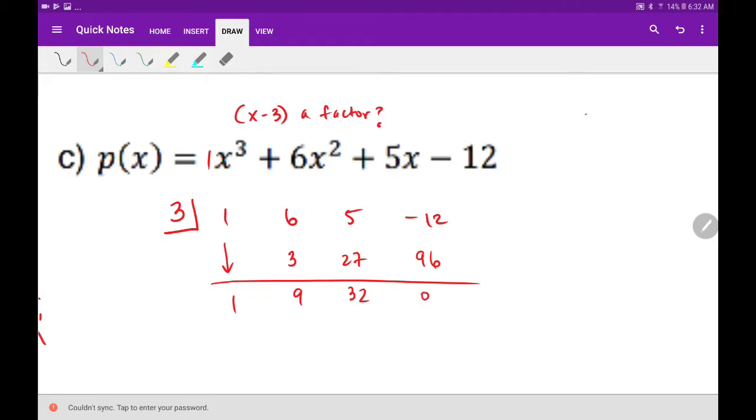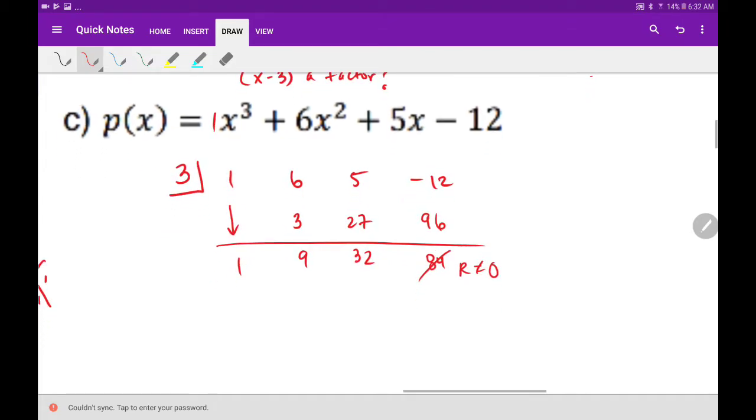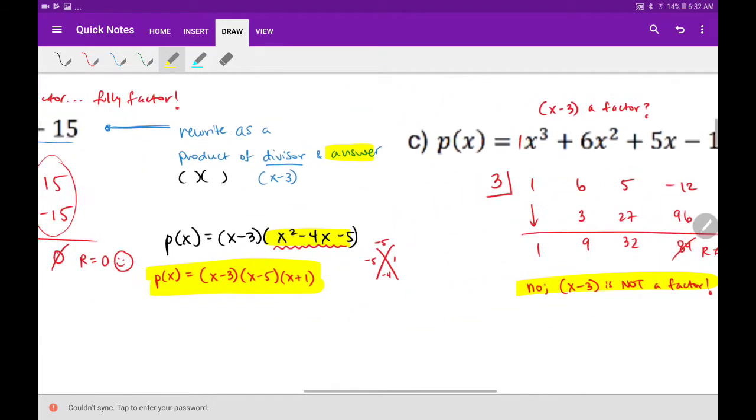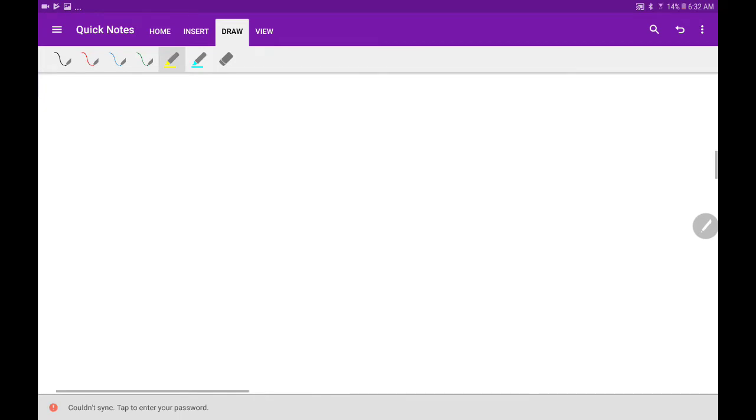In this case, there's no way that x minus 3 is a factor because our remainder was like 84 or something crazy. Our remainder was not equal to 0. So, answer, no. x minus 3 is not a factor. If asked to explain why, we would say the remainder is not equal to 0. Let's move on to number 3.